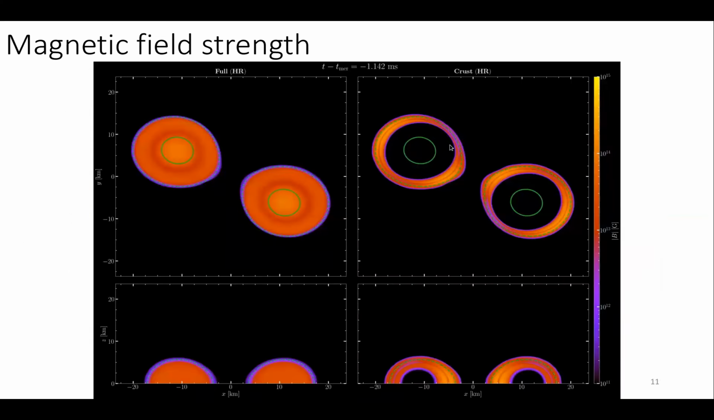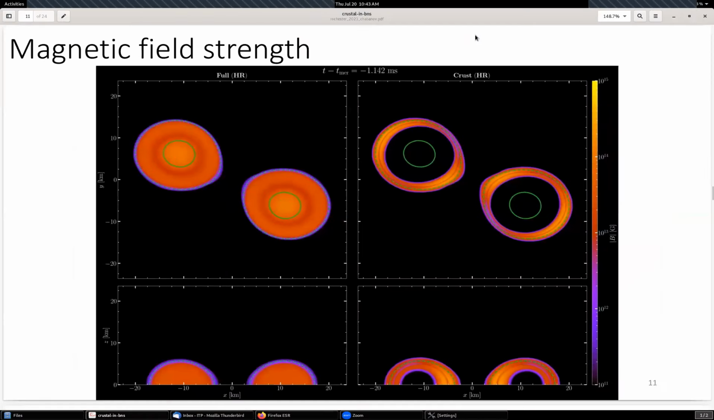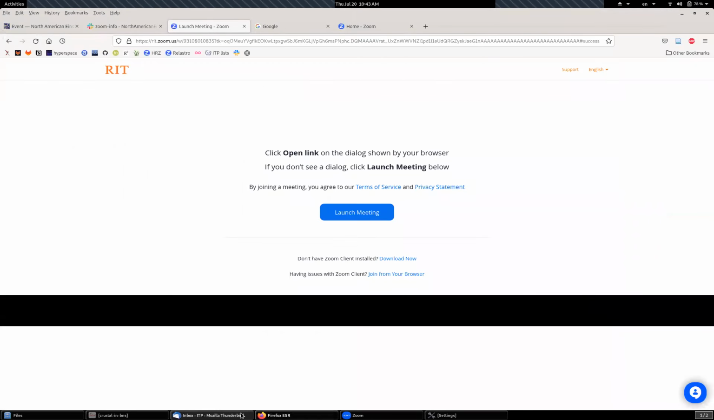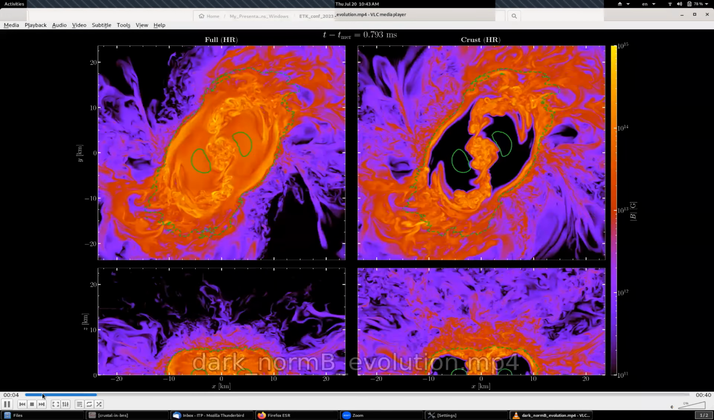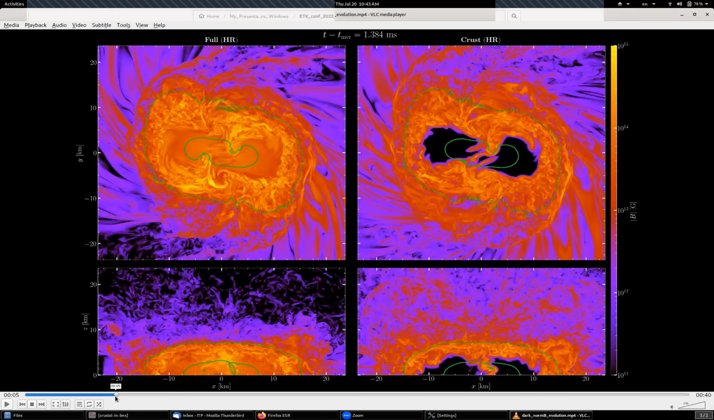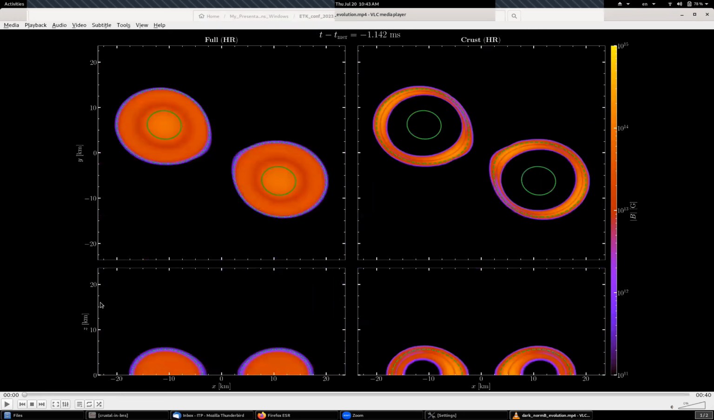Okay, and now I wanted to show the movie, again illustrating the different stages that I've just talked about. Can the movie also be seen from the online audience?